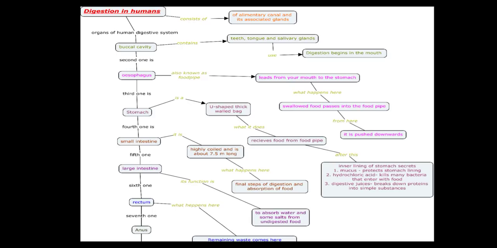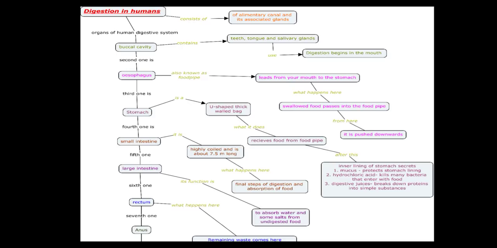Now here digestion is completed. The end products of digestion are: carbohydrate gets converted into sugar like glucose, fats get converted into fatty acid and glycerol, and protein gets converted into amino acid.